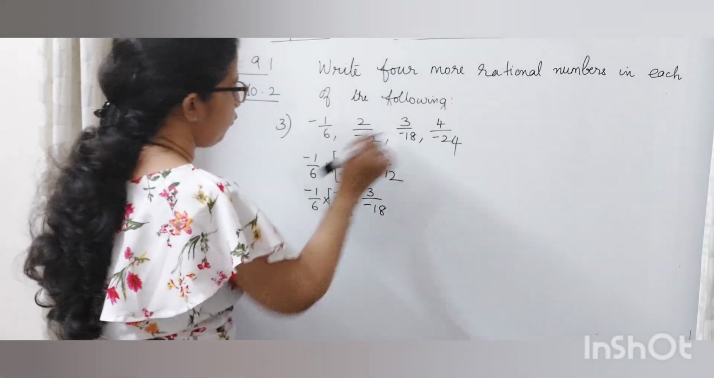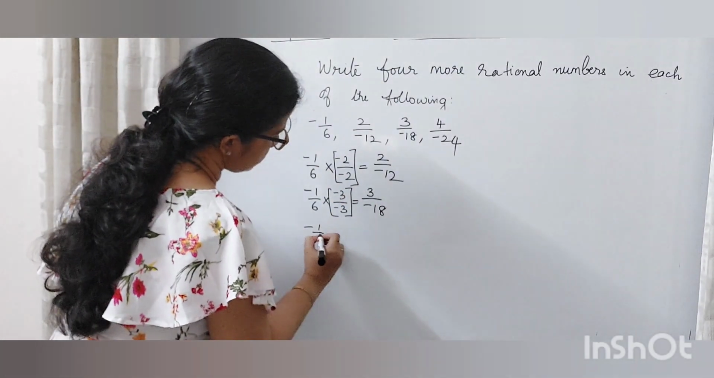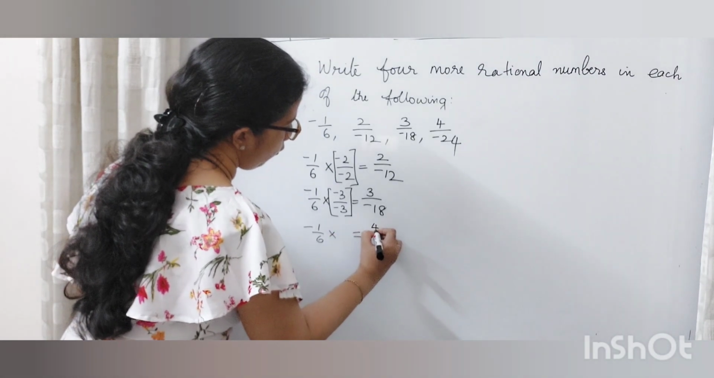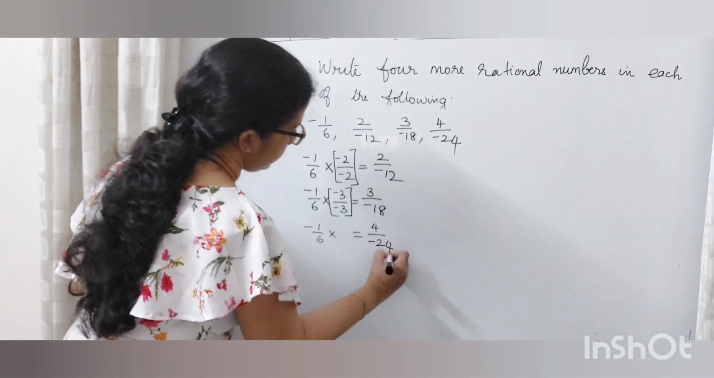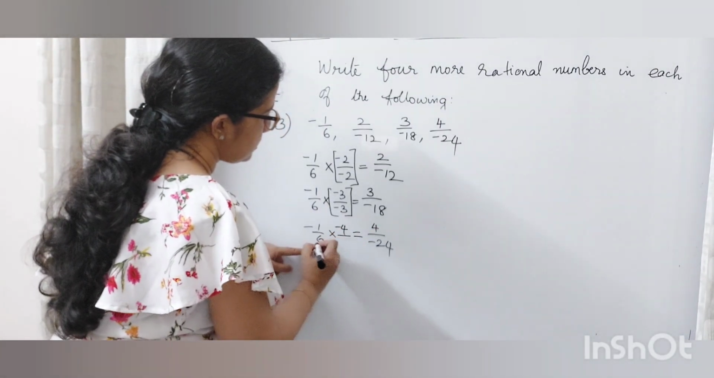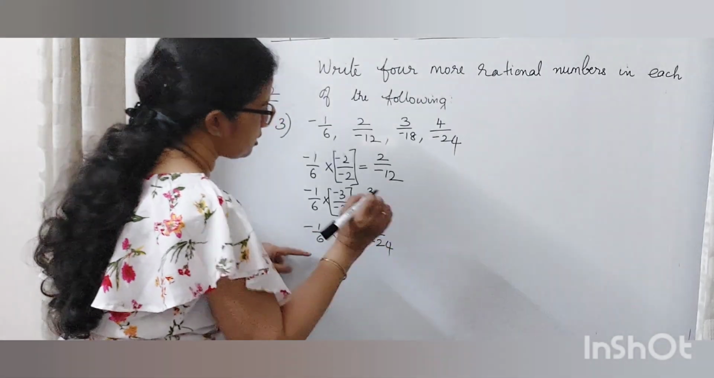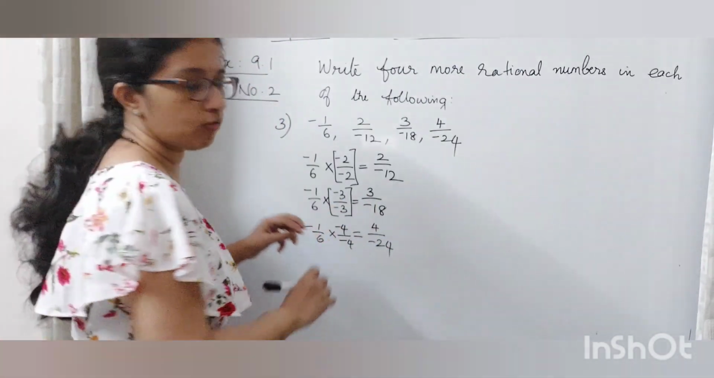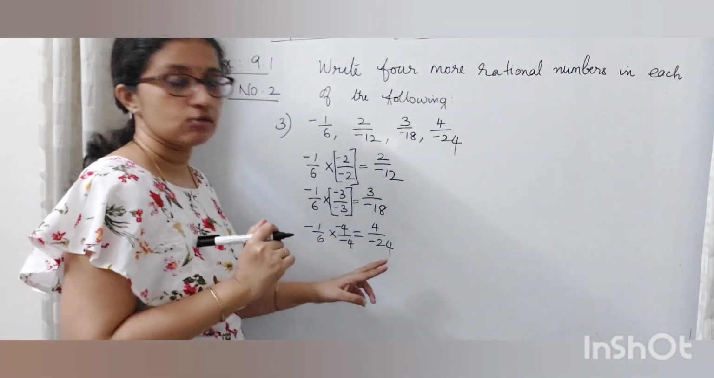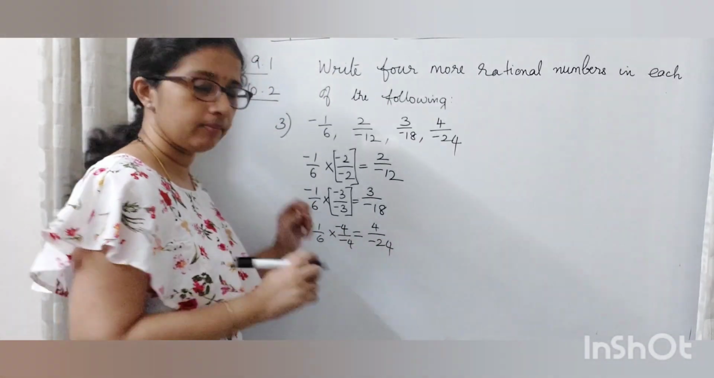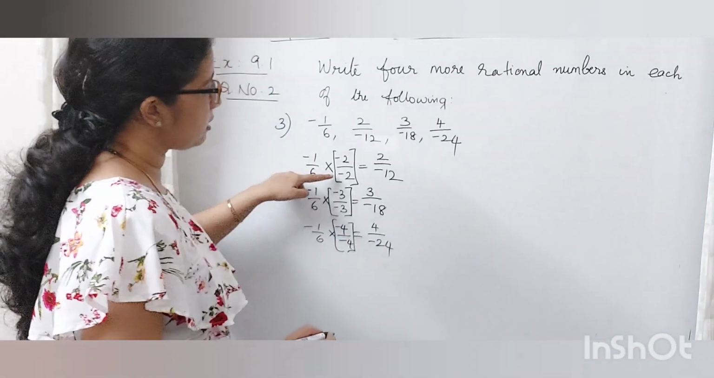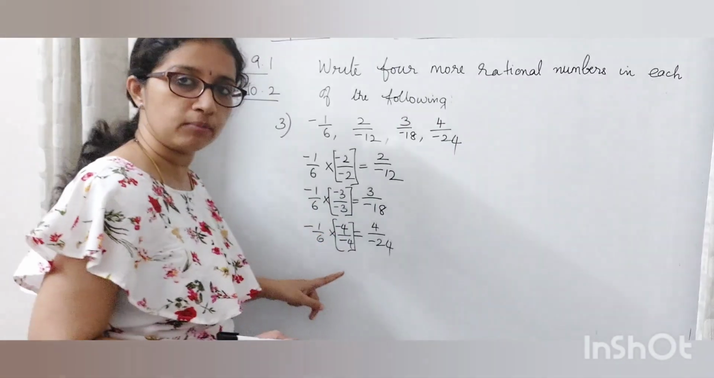Now let's take the fourth one. -1/6 times dash gives you 4/-24. Again -1 times -4 gives you plus 4. 6 times -4 gives you -24. Okay. So you have multiplied the first term with -4/-4, so that you get the answer 4/-24. Okay. So what is the pattern here? -2/-2, -3/-3, -4/-4.